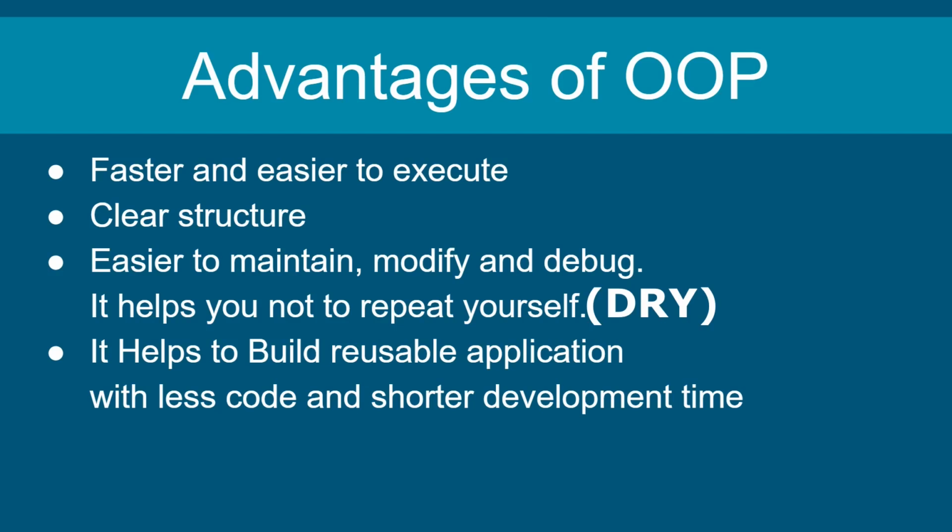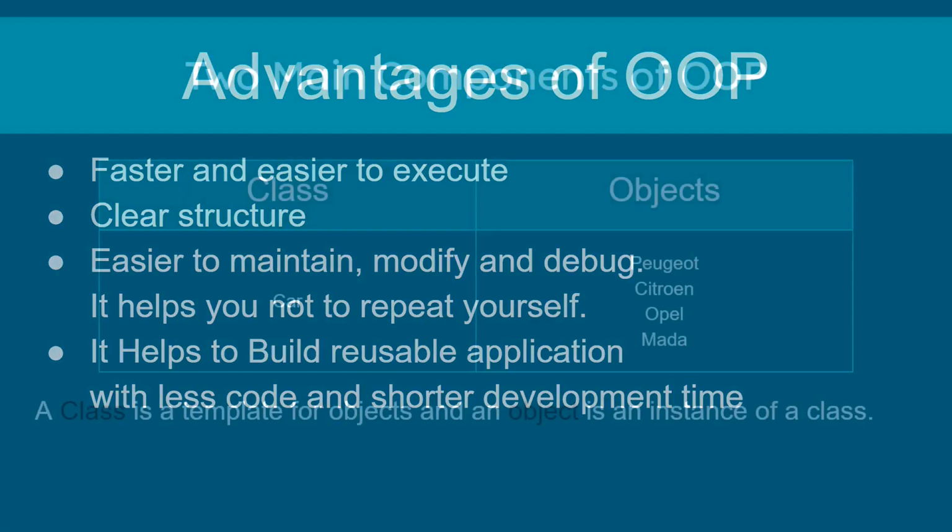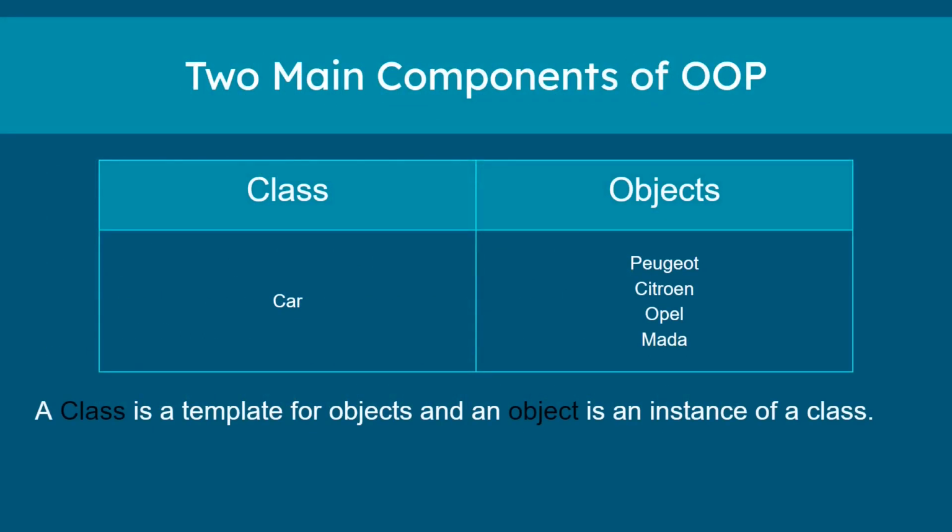So you should extract out the code that is common for the application, place it in one simple place, and reuse it instead of repeating it. In object-oriented programming, we have classes and objects. What are classes and objects? Well, classes and objects are the two main aspects of object-oriented programming.